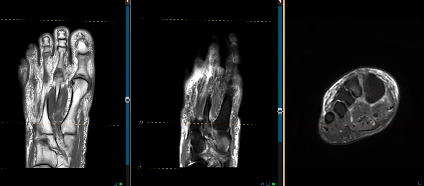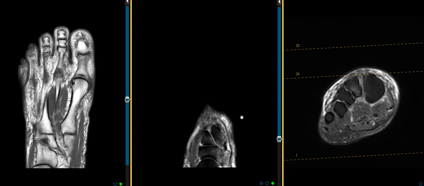Hello, this is Dr. Gay from First Look MRI, and this is a 62-year-old female who injured her foot 2 weeks ago. She had continued pain and swelling and went to her orthopedic surgeon. They did an MRI scan. She has pain where markers have been placed.